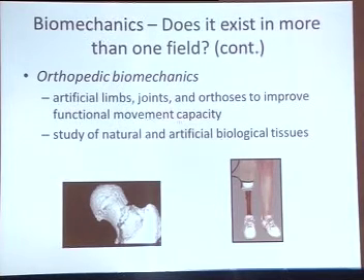The biomechanics in orthopedics: artificial limbs, joints and orthosis to improve functional movement and capability. Study of natural and artificial biological tissue. We discussed this once also: in a normal human being, the head of the femur is going through stress and strain and rotation, everything, for about 60 to 70 years, by which time it degenerates and becomes painful. But if you have an artificial limb, the lifetime is 10 to 15 years. So there must be some intricacy in between, in what we are making and what is biologically present.